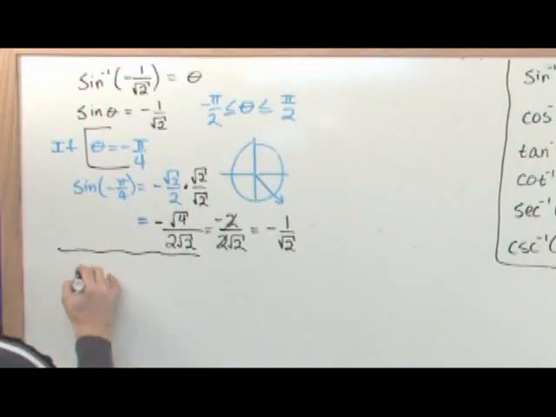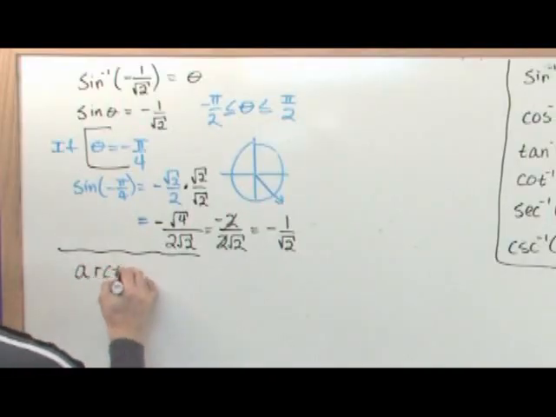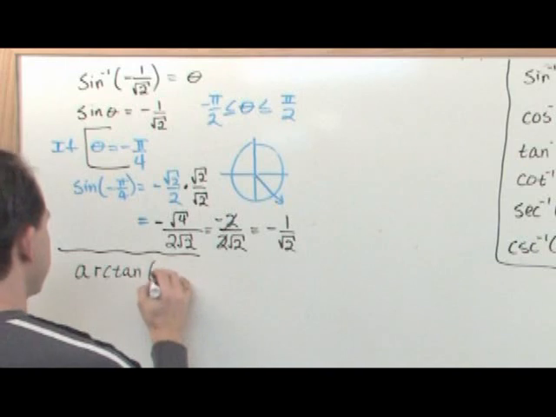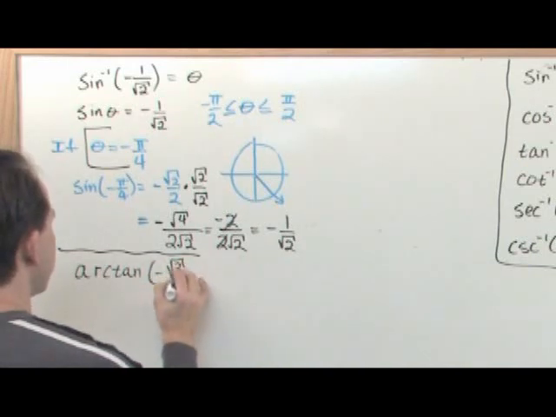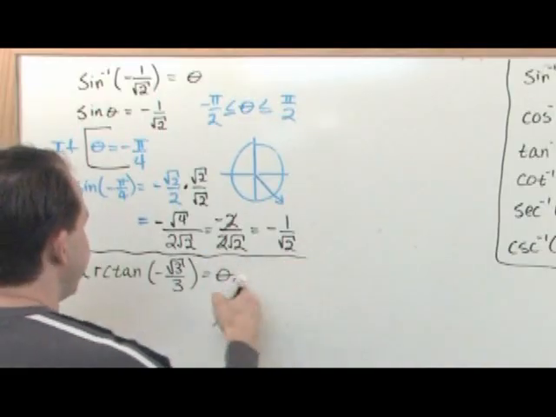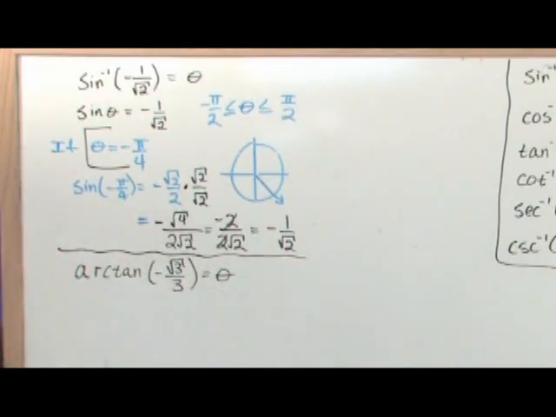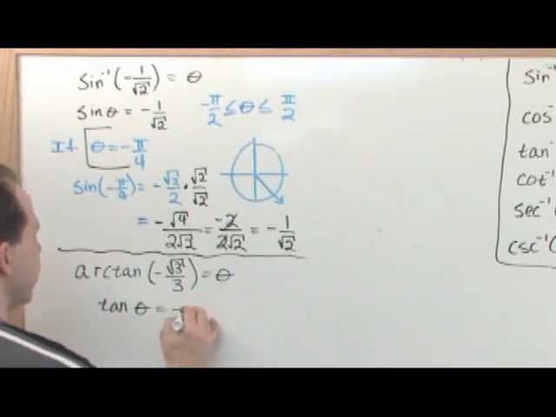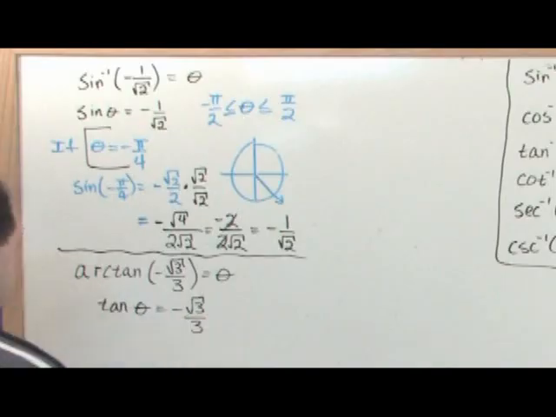Okay, the next problem is going to be the arc tangent of negative square root of 3 over 3. And that's going to return some angle theta, and we're trying to find out what that angle is. Now, the fact that it says arctan is nothing fancy, it just means inverse tangent, same old thing. So what this means is the tangent of some angle is going to be negative square root of 3 over 3. That's what it means.